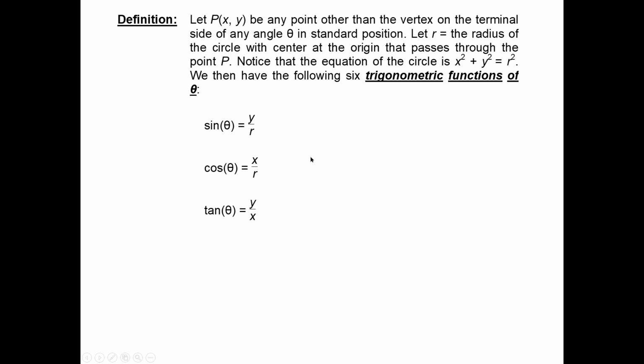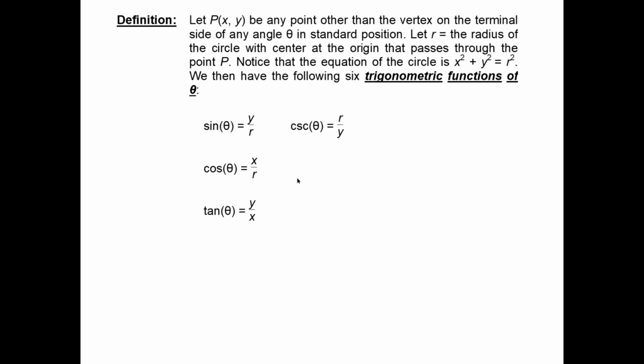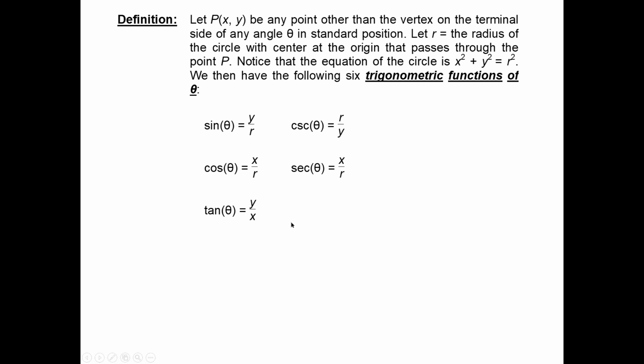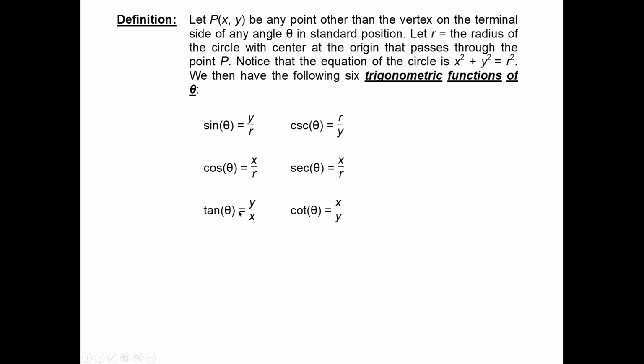Remember, these 3 over here on the right, we'll flip those 3 over. So, cosecant of theta is r over y. Secant of theta is r over x. And cotangent of theta is x over y. Okay, please don't confuse those two because they just look so similar. So there are the 6 trig functions of theta when it's in standard position.